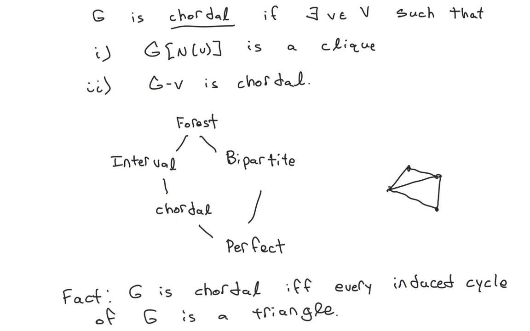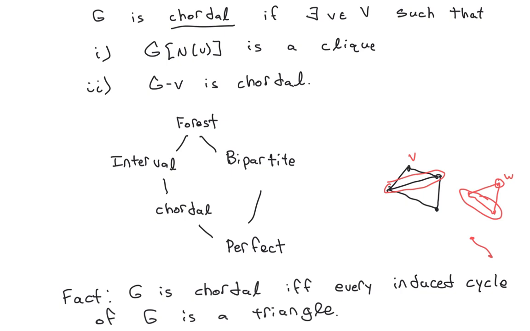So for instance, if we look at this graph I just drew here, if I take this vertex as V, I see its neighborhood is a clique, and I see that if I remove the vertex, I get a graph that's also chordal, because if I take another vertex here, its neighborhood forms a clique, and its deletion is just an edge, and I keep recursing. So this is an example of a chordal graph.